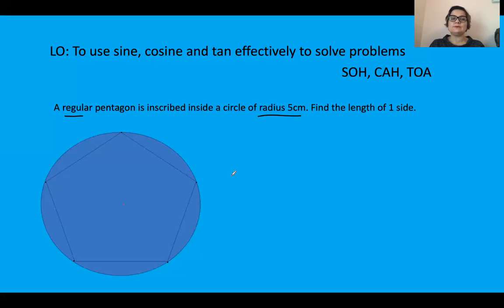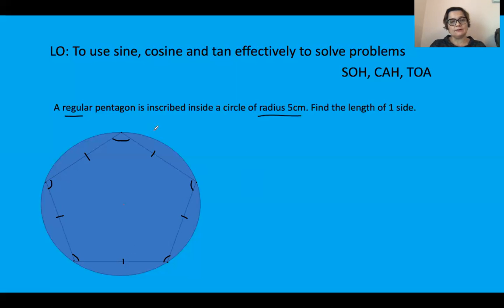So now, a regular pentagon. What are the properties of a regular pentagon? What do we know? All the sides are equal. The other thing we know is that the angles are equal. So the sides are equal, I'm going to label them like that, and the angles are equal in a regular pentagon, just like that.